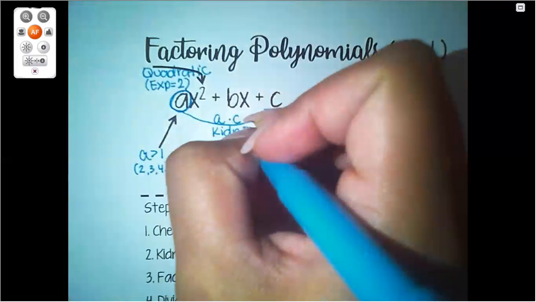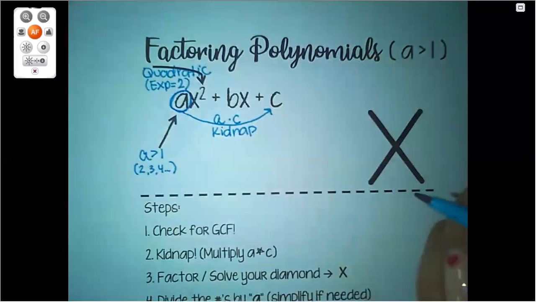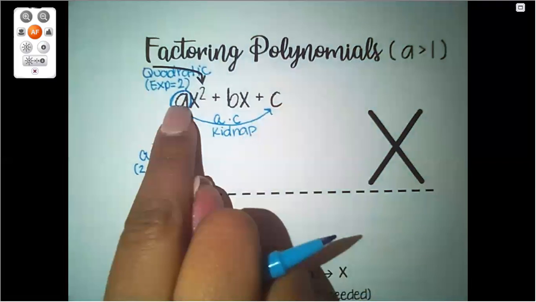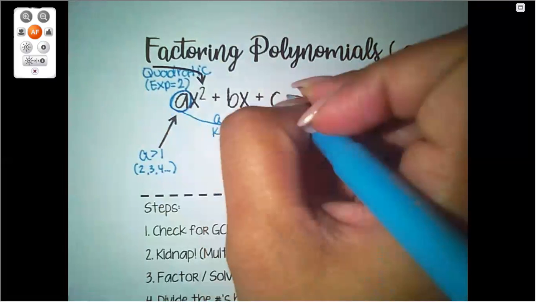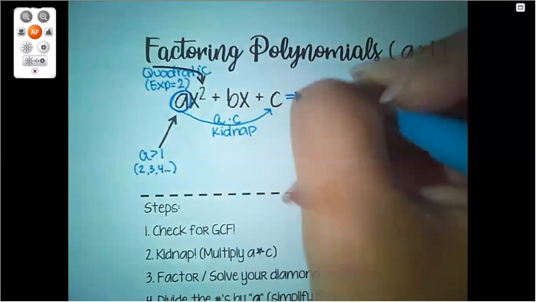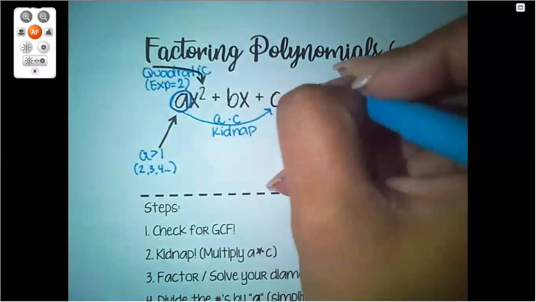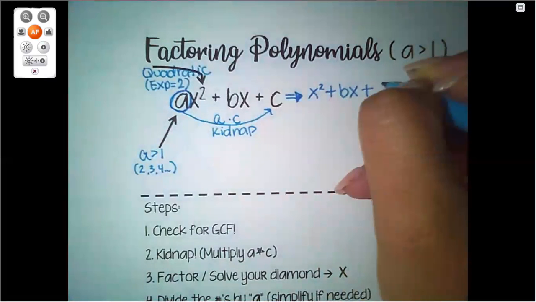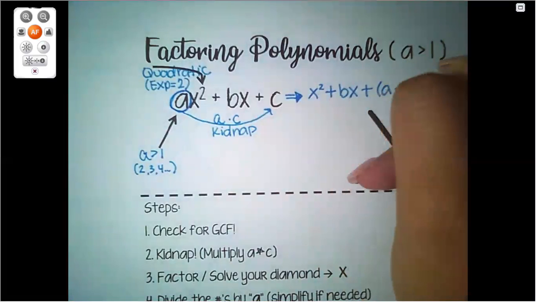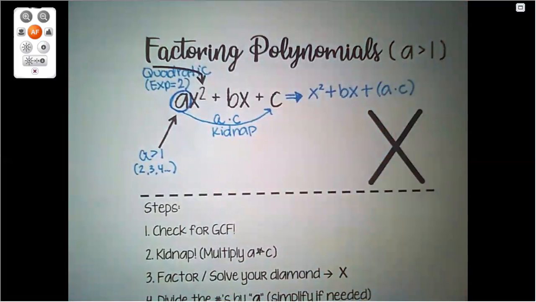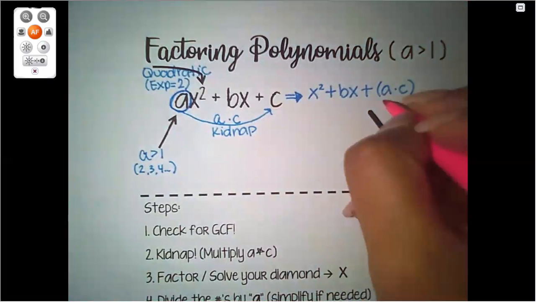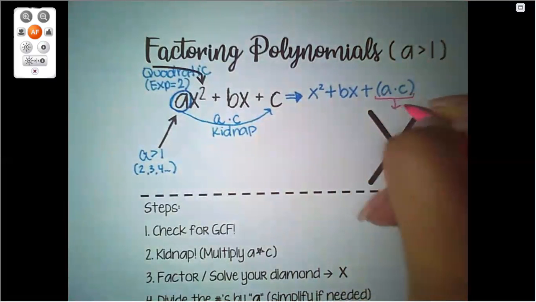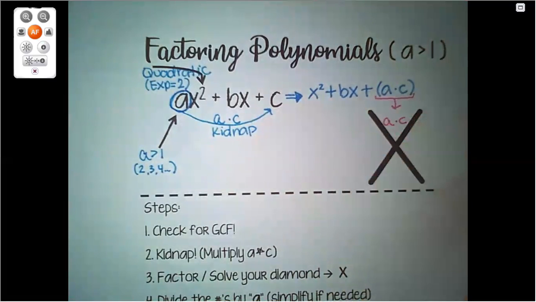Couldn't see the numbers. Kidnap. When you kidnap, you're multiplying A times C, and it changes the whole trinomial. That way you no longer have a number in front of the x squared. So it ends up looking similar to what we were doing yesterday. And now we have x squared plus bx plus whatever you get from multiplying A times C. And then the last number always falls to the what? To the top. So whatever you get when you multiply these two, that's the number you're going to put here at the top, A times C. The last number will always fall to the top.